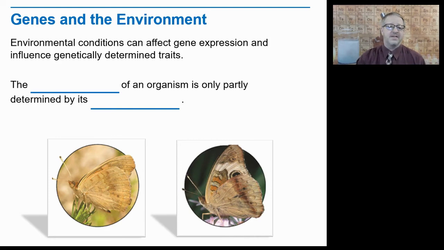So if we were to fill in these blanks, what we would come up with is that the phenotype of an organism is only partly determined by its genotype, which is a little bit turning what we've been learning so far on its head. Now, consider the case of the butterflies and why being darker in the autumn than in the summer might be useful.